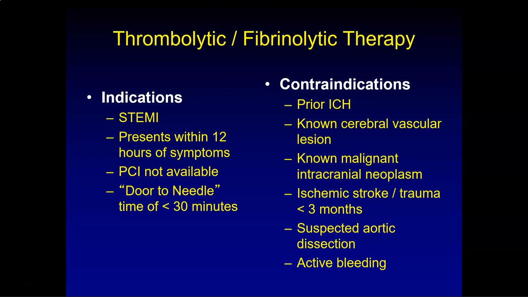Known cerebrovascular lesions, not accidents, lesions specifically, that are currently in place. This is something you have to ask on assessment, and your physician will too. Known malignant intracranial neoplasm, so brain cancer. Ischemic strokes or trauma within the last 3 months. Suspected aortic dissections or abdominal. Just ask, do they have any kind of aneurysms anywhere in the body? Have they had any surgeries on any aneurysms? Definitely stuff you need to know.